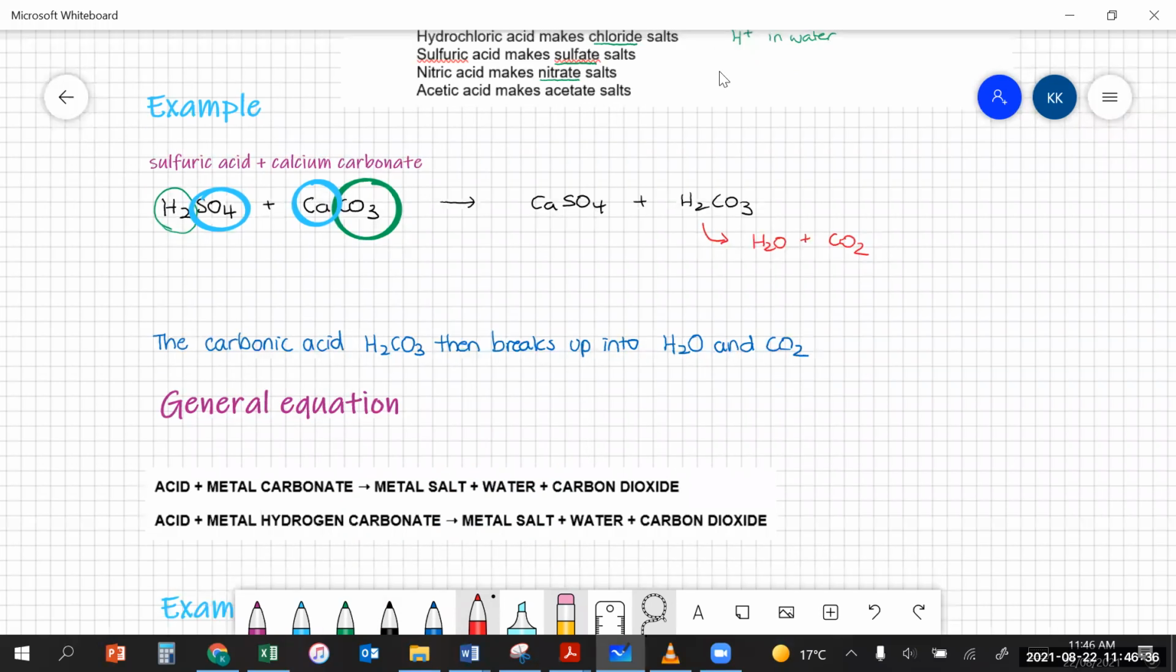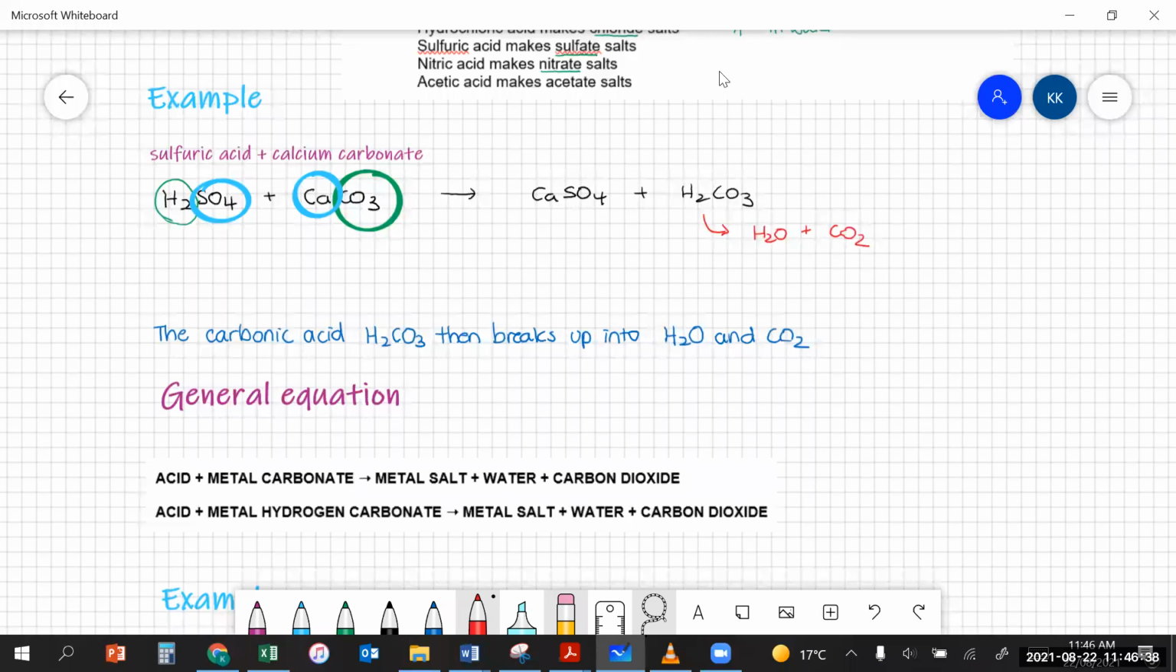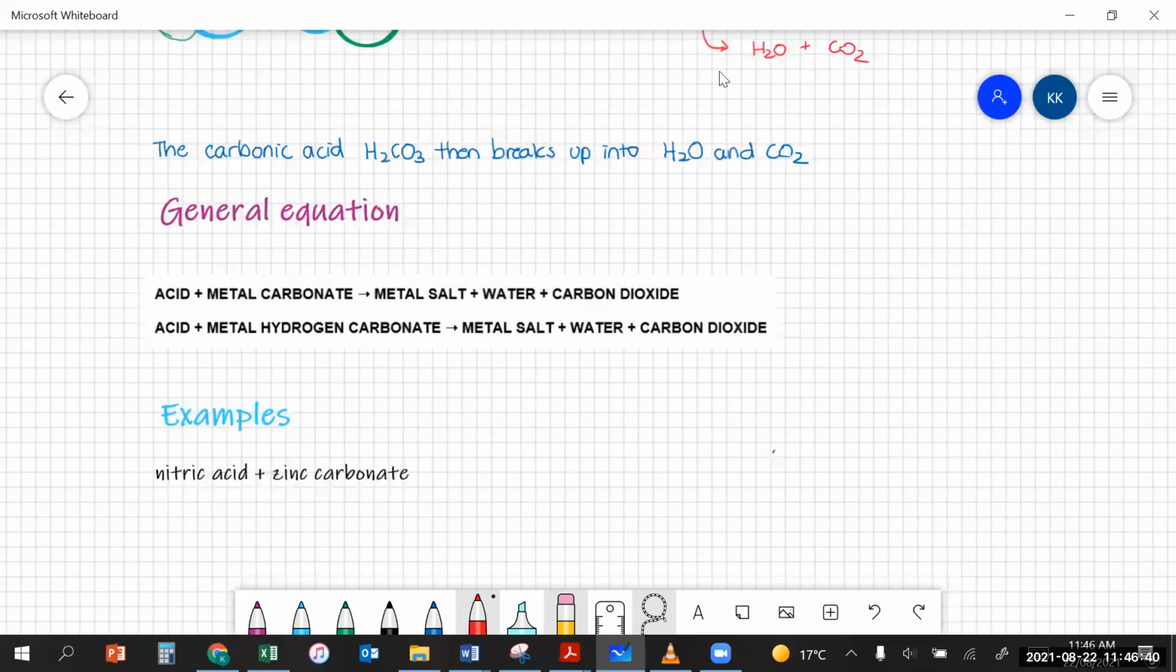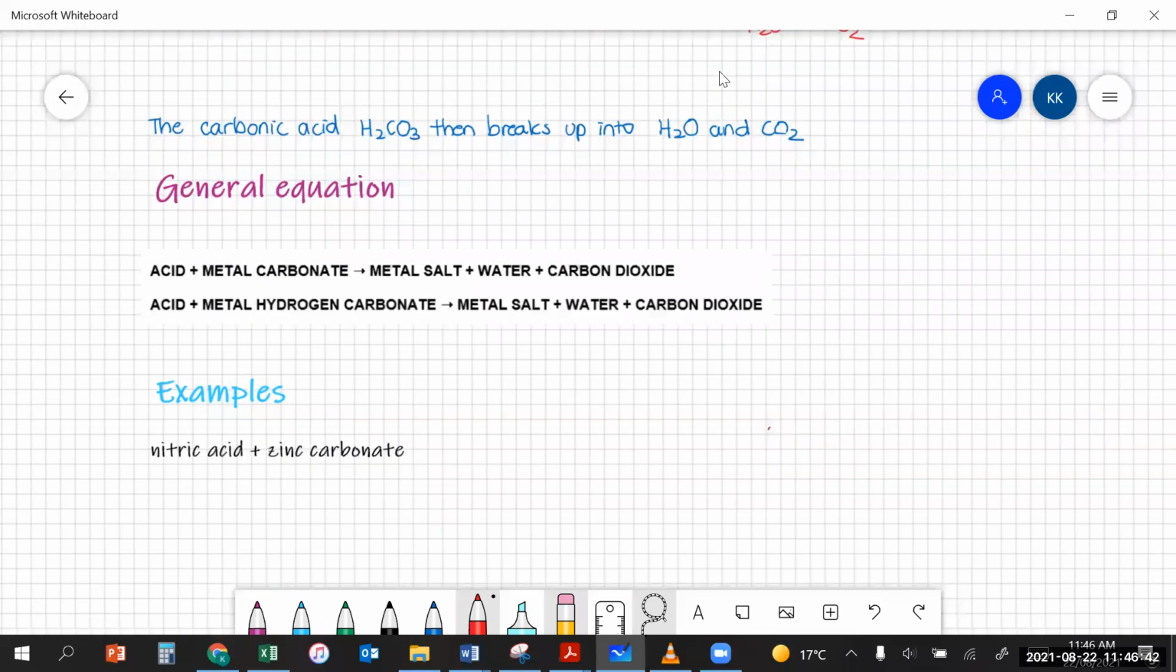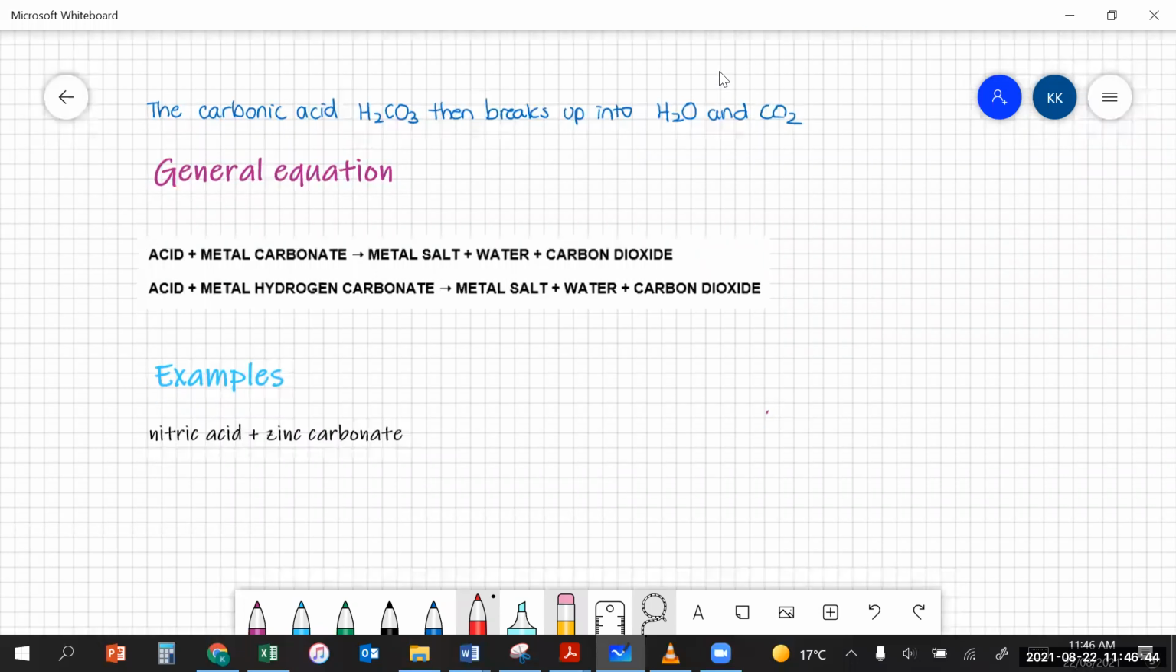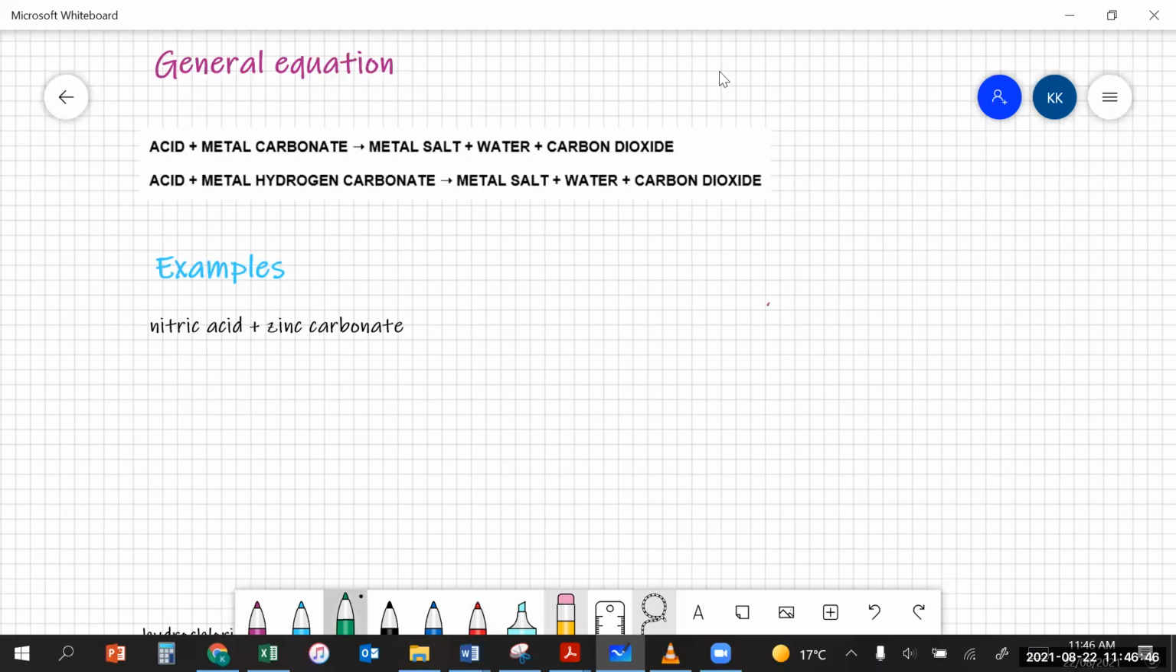So here are our general equations. It doesn't matter if it's a hydrogen carbonate or a carbonate, you get the same products. The hydrogen carbonate ion is simply a hydrogen ion and a carbonate ion combined. And so we get HCO3 with a single minus, because the plus charge of the hydrogen cancels out one of the negative charges of the carbonate.